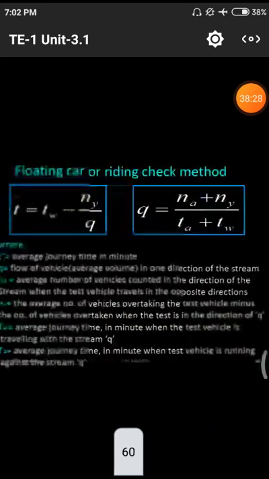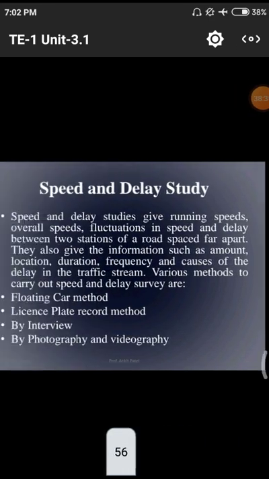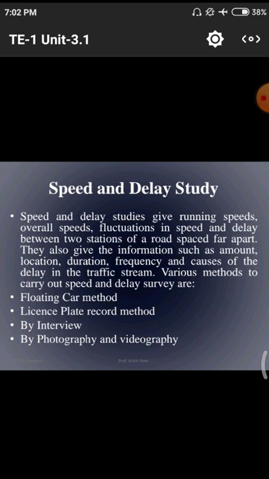Okay, once again I will recollect today's class. This is the speed and delay study. In this total we are having 5 methods. First one is the speed and delay studies. Overall speeds, fluctuating speeds and other things we need to observe when the vehicles are moving on a particular road surface with reference to starting points and ending points. So we need to take this overall speed. That means whatever the length of the road, the vehicle is maintaining an overall speed.